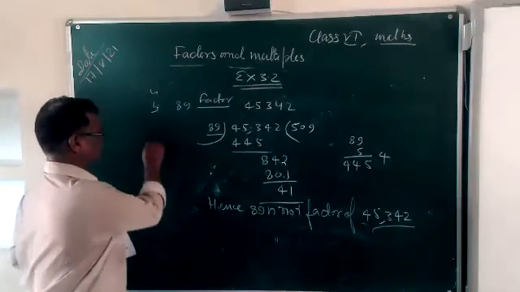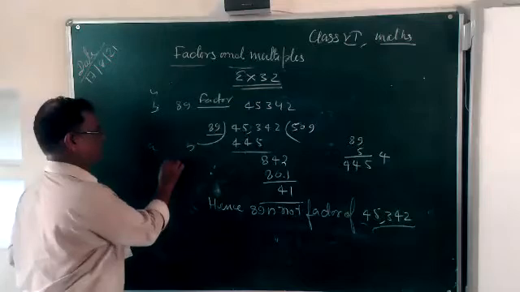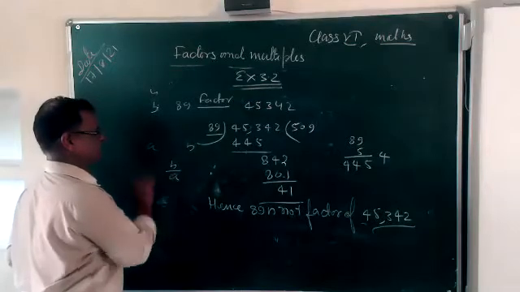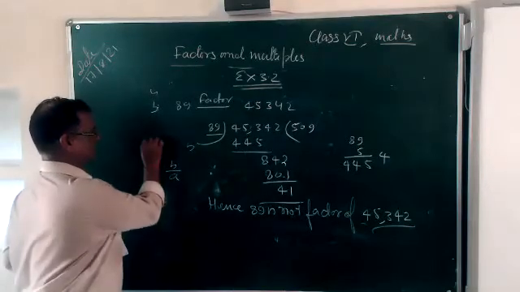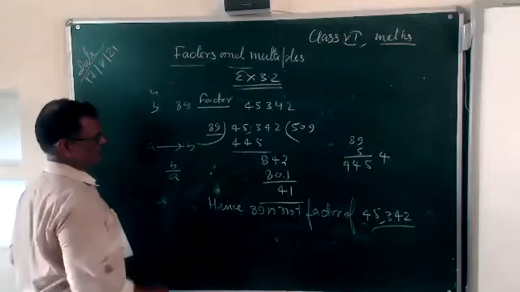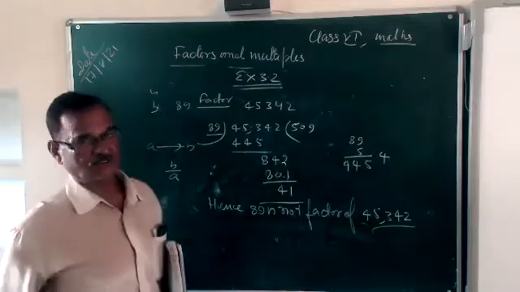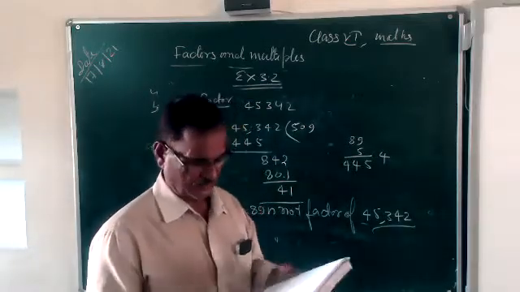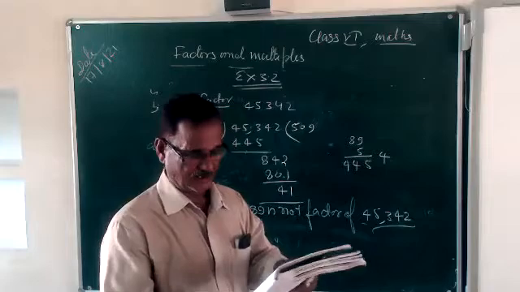Suppose there are two numbers A and B. If B is exactly divisible by A, then A is called a factor of B. This way you can decide factors. And multiples also, divide this way.